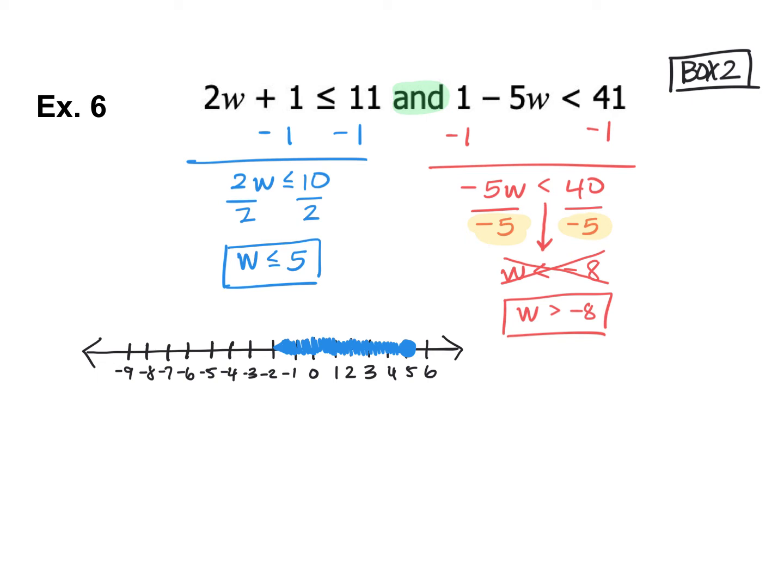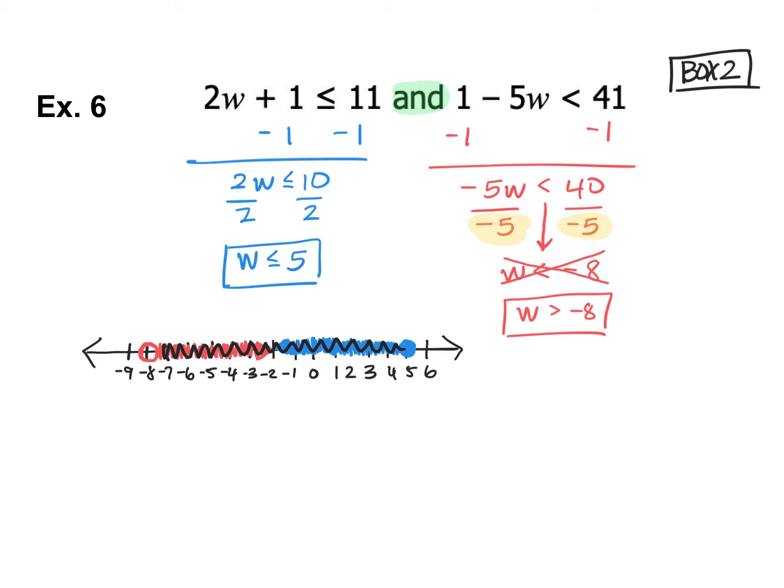Next one, we have w is greater than negative 8. So I have an open circle because it's greater. It excludes negative 8 from being part of my solution. And I am shading towards the right-hand side. Okay? In reality, what ends up happening is that all this section in the middle are possible solutions.